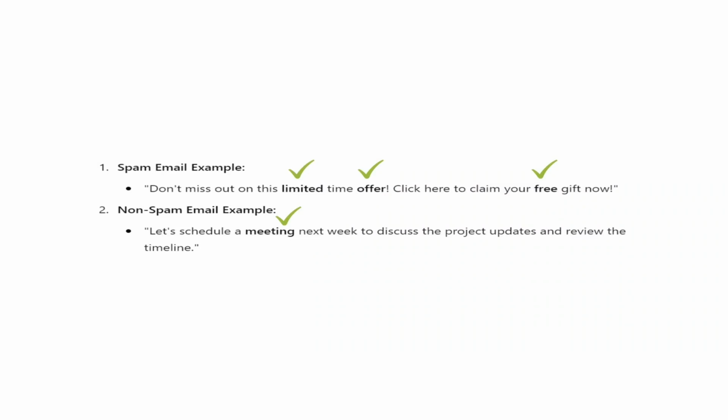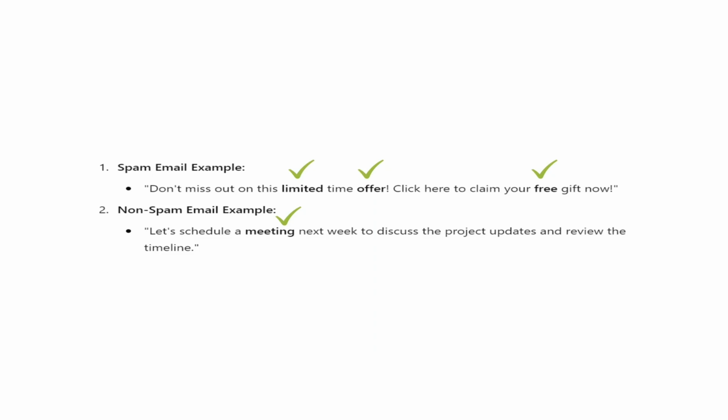In the spam email example: don't miss out on this limited time offer. Click here to claim your free gift now. And in the non spam email: let's schedule a meeting next week to discuss the project updates and review the timeline. Over here, we can see that words like limited, offer, and free are there in the spam email, and a word like meeting is present in the non spam email.